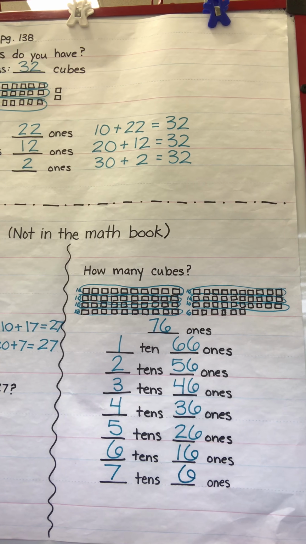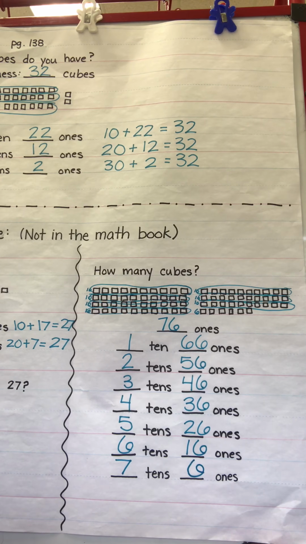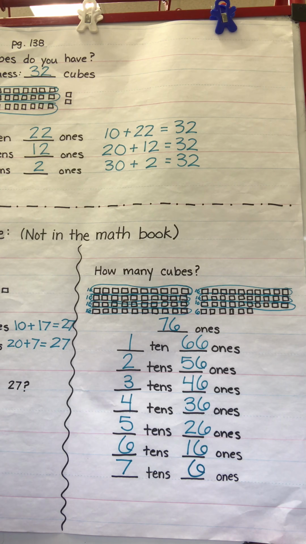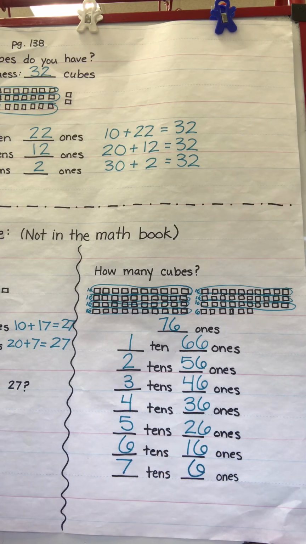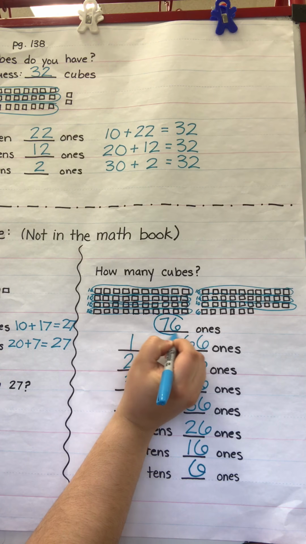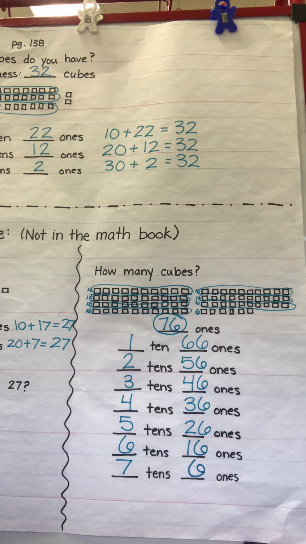So as you'll see, and as you do this math, our numbers may look like they're changing, but our amount never changes. We're still using 76 cubes the whole time. We're just grouping them slowly and showing all of the ways that we can make 76.